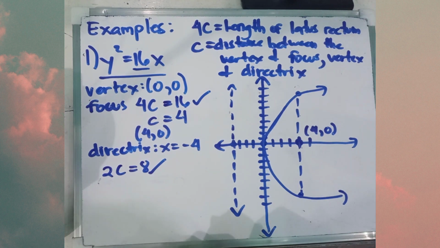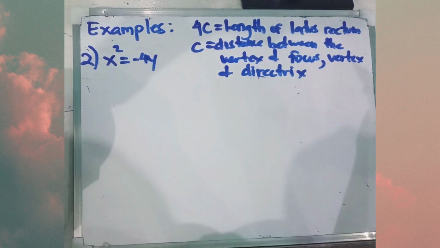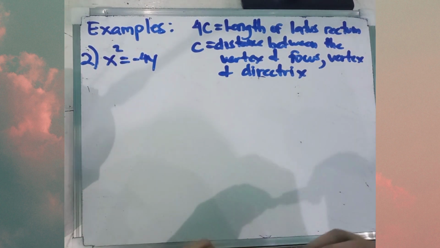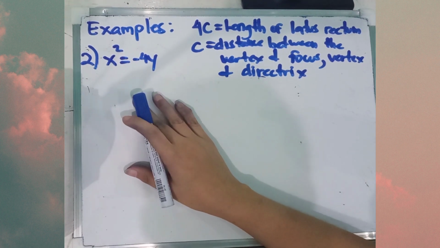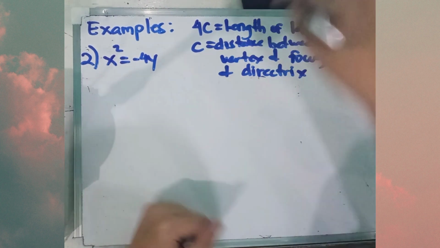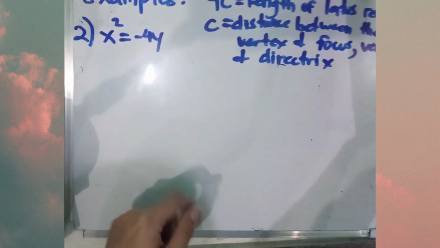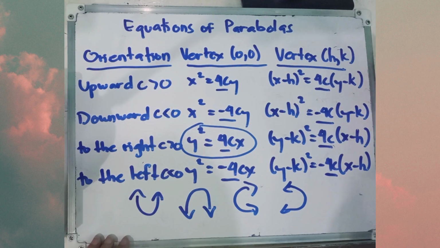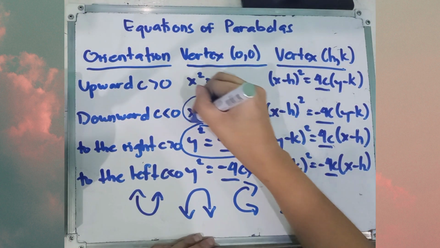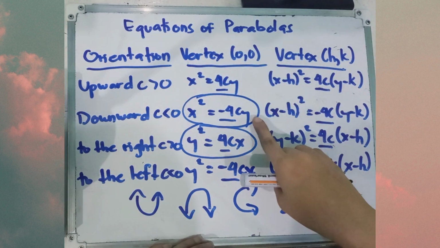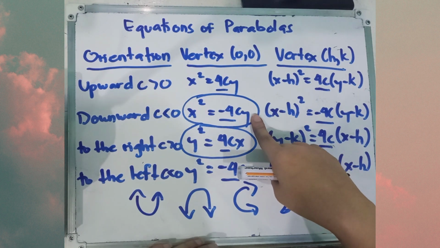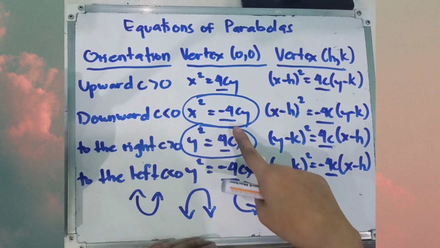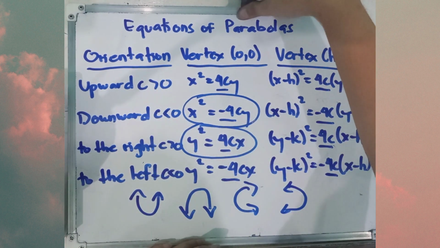Okay? Let me give another example. For example number 2, we have x squared equals negative 4y. Again, if you're not yet very familiar with the orientation of the graph, you can go back to the summary. Taking a look at our summary, the equation looks like this. Meaning, the vertex is at the origin 0, 0, and the graph is opening downwards since 4c is negative, or c is negative.